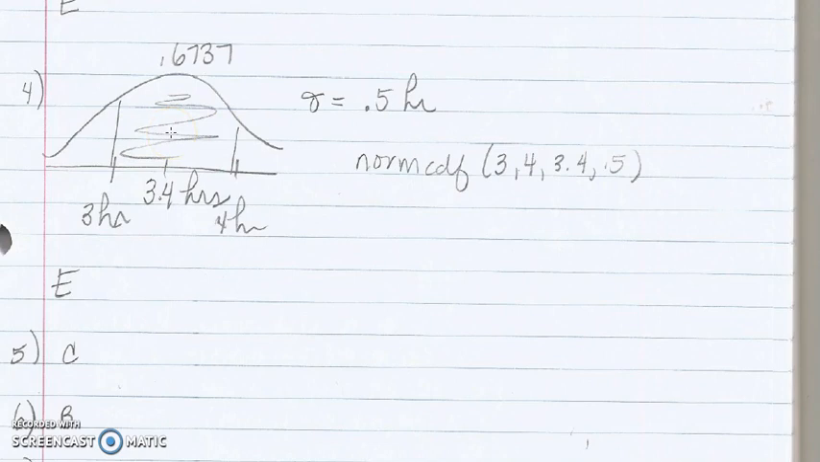And we haven't really talked about that a lot. So all I did was just not inverse norm. I knew my boundary points, so I said I want to know from starting from 3 hours and stopping at 4. So norm CDF, start at 3, stop at 4, the mean is 3.4 hours, and the standard deviation is 0.5 hours. And so this area is 0.6737, so that is also the likelihood that it would take between 3 and 4 hours, which is letter E.